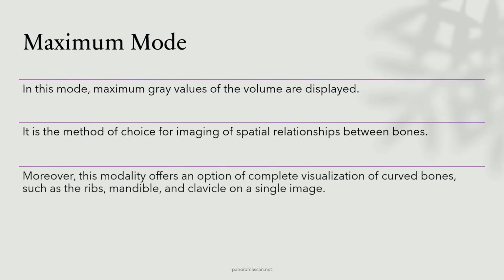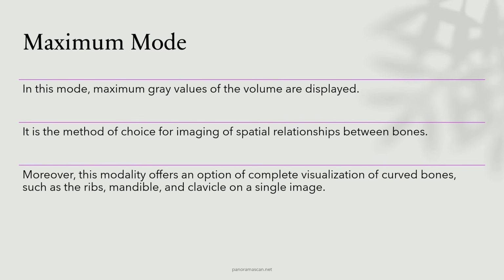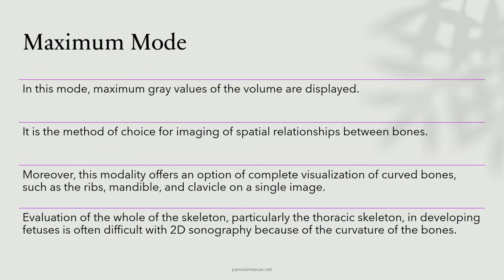One of the significant advantages of maximum mode is the ability to visualize curved bones, such as the ribs, mandible, and clavicle, in a single image. This provides a comprehensive view of these structures, which can be difficult to capture accurately in 2D sonography due to their natural curvature. Evaluating the fetal skeleton, particularly the thoracic skeleton, can be challenging in 2D imaging because of the curved nature of bones like the ribs and clavicles.